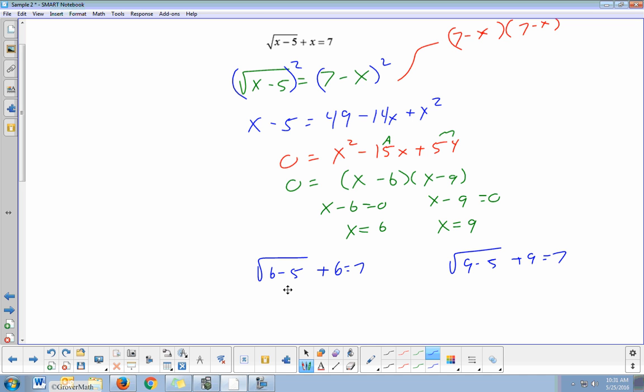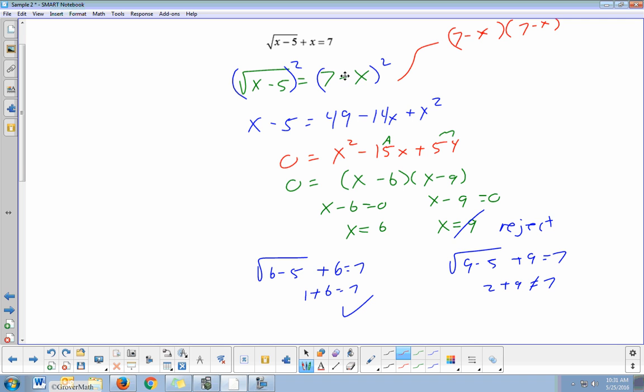Let's see. This is the square root of 1 is 1 plus 6 equals 7. That is going to come out true. 9 minus 5 is 4. The square root of 4 is 2 plus 9 does not equal 7. So this gets rejected. And you actually have to cross it out and write the word reject.